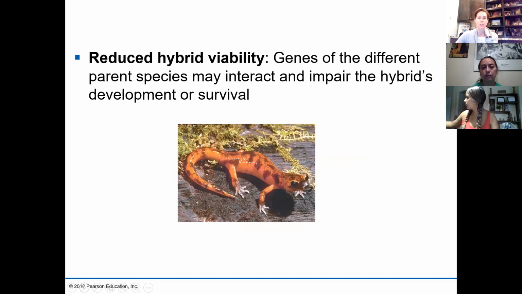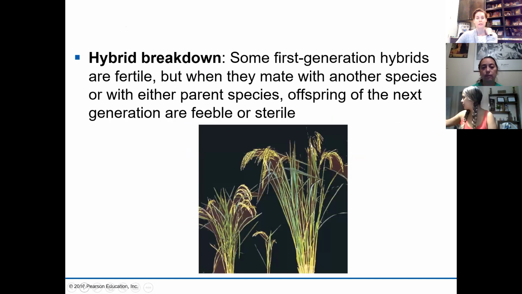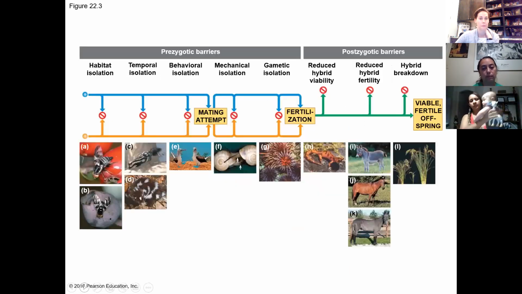Genes of different parent species interact, but they impair the hybrid's development or survival. And I don't know what animal that is, to give you an example. It's talked about sterility. And then first generation hybrids are fertile, but when they mate with others, the resulting generations just get worse and worse. So this might be a parent, or this might be the first hybrid. The second generation is smaller, doesn't produce what it should. The third generation is just really puny.